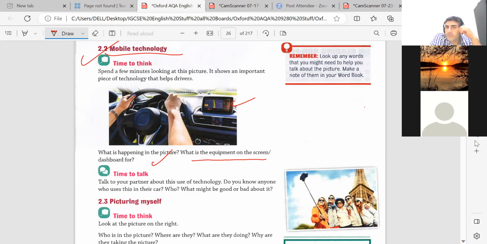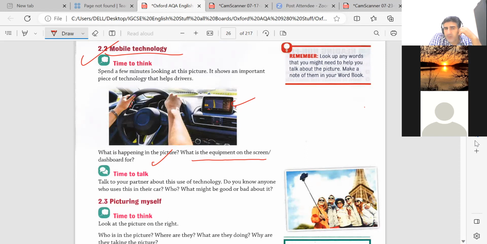And I don't think that there is any disadvantage in this technology, honestly. Maybe it could disturb you while driving. You could lose attention for some moments. Perfect. Anything else? No, thank you.